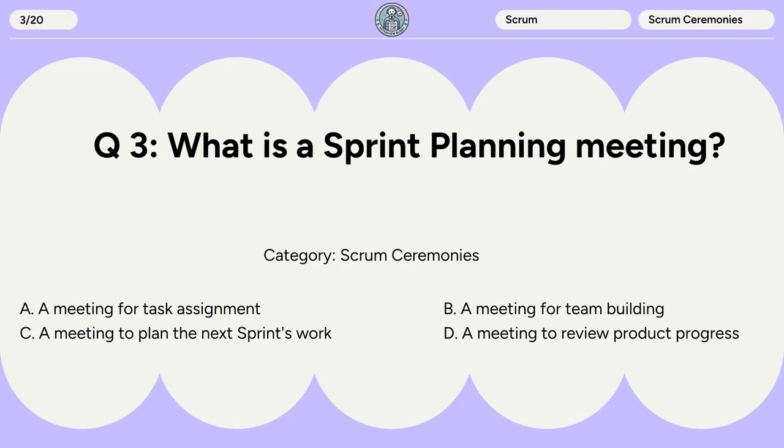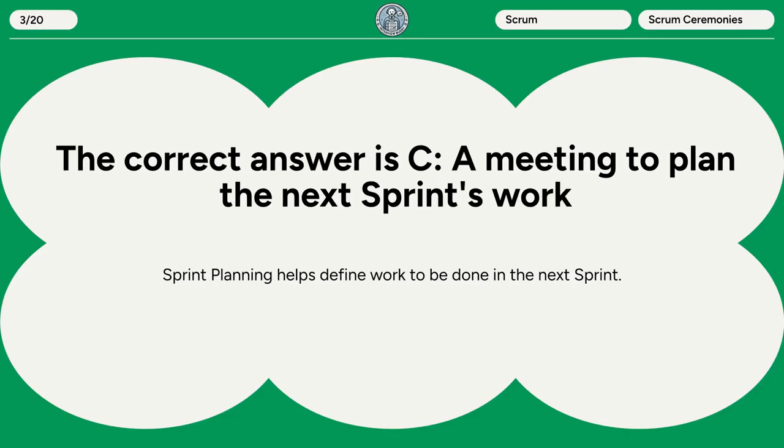Question 3. What is a sprint planning meeting? A. A meeting for task assignment. B. A meeting for team building. C. A meeting to plan the next sprint's work. D. A meeting to review product progress. The correct answer is C. A meeting to plan the next sprint's work. Sprint planning helps define work to be done in the next sprint.